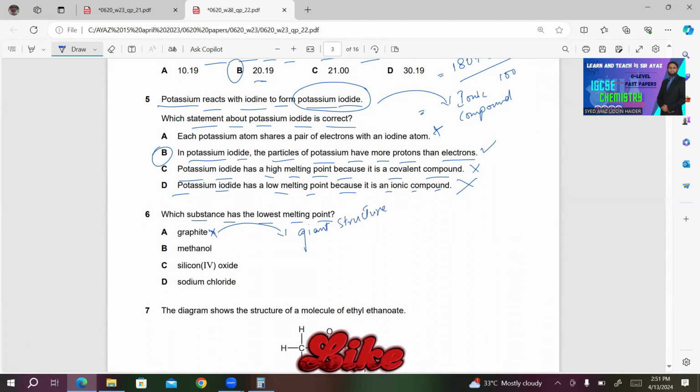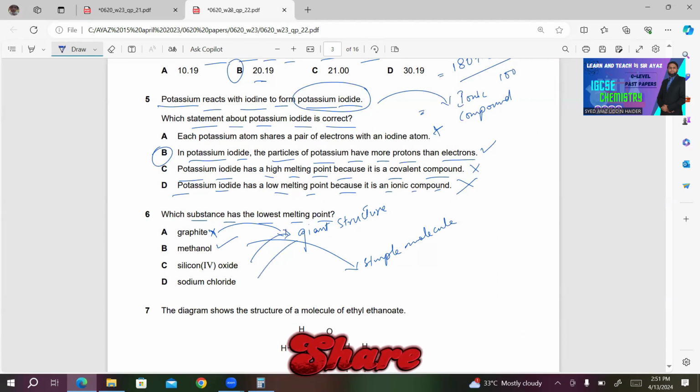This is wrong. B, methanol. It looks correct to me because it's a simple molecule, containing simple molecules of methanol with weak intermolecular force. Silicon peroxide, again giant structure. Sodium chloride, again giant structure, which is a giant ionic lattice here. So B must be the right answer for MCQ number 6.